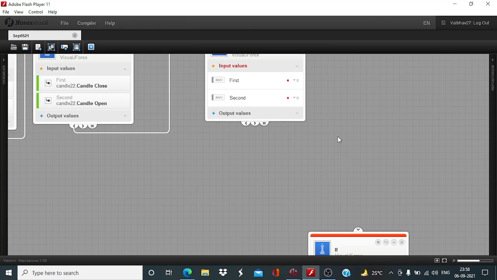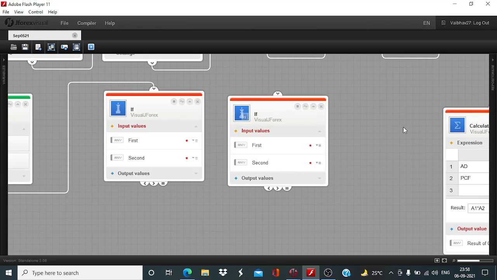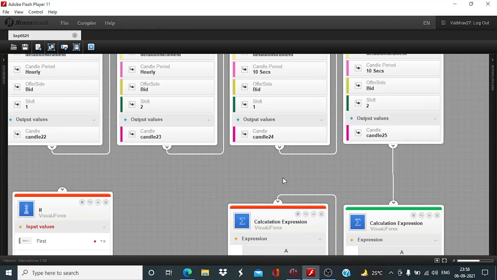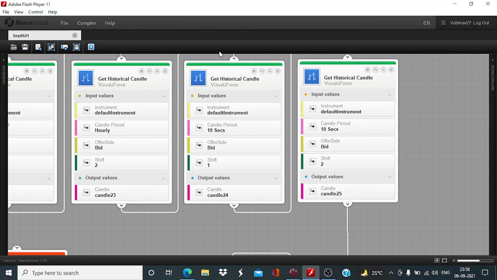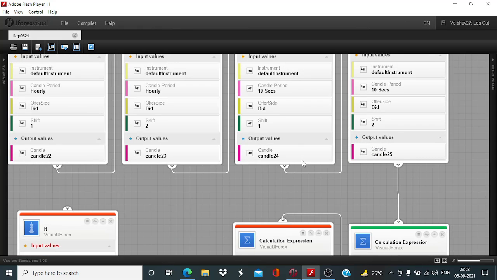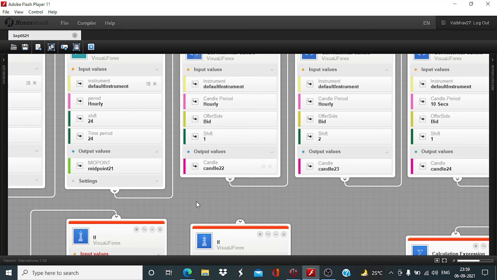Now comes the defining of the entry point, which we will do using the combination of this hourly historical candle and these two 10-second historical candles, the candle 24 and candle 25 respectively. So we have to compare the closing values of these two candles with the closing value of the candle 22.